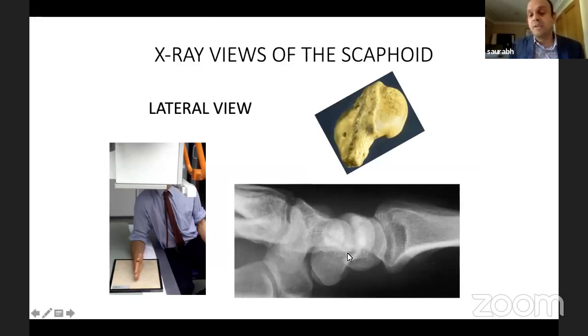Lateral view, you can't see a lot. As you can see here, scaphoid is superimposed on lunate. All you do in lateral view is see your scaphoid lunate angles and the relationship of your proximal pole of scaphoid to your lunate. So if you have scaphoid lunate ligament injuries, scaphoid will tend to come out dorsally. So you see that relation between lunate and scaphoid.